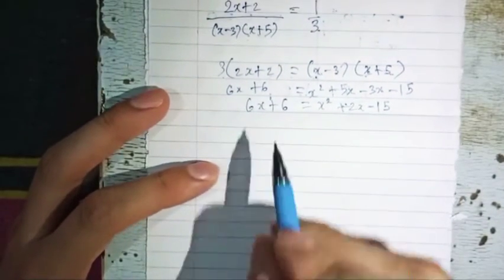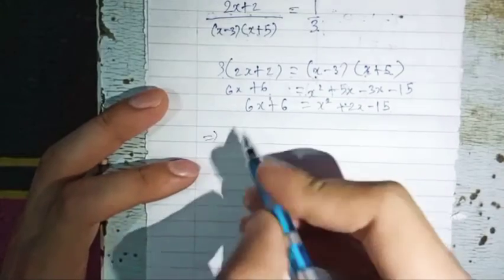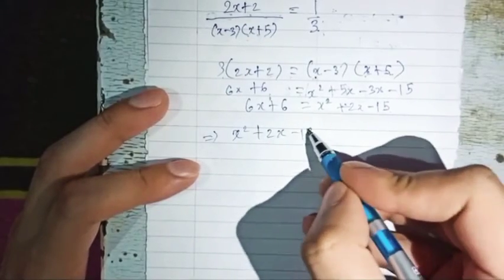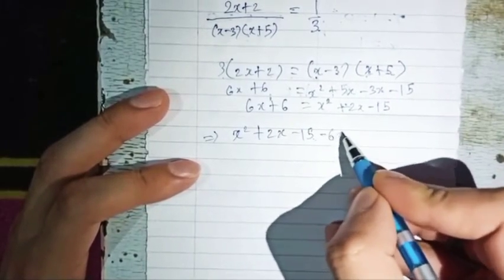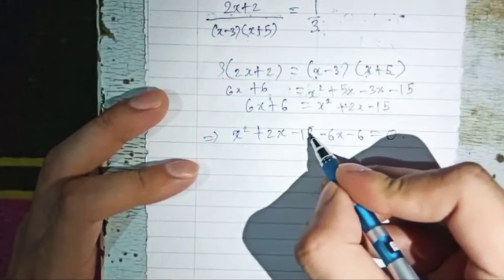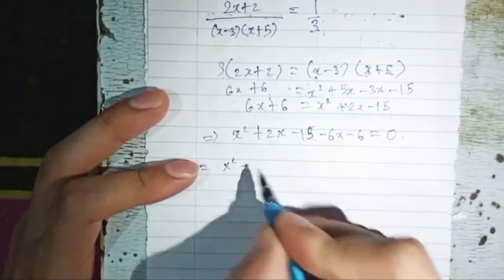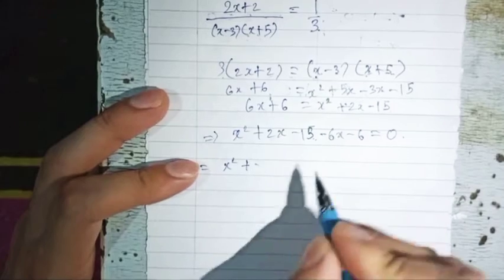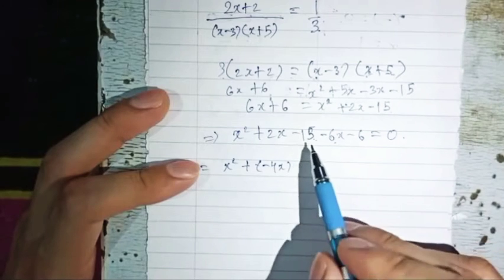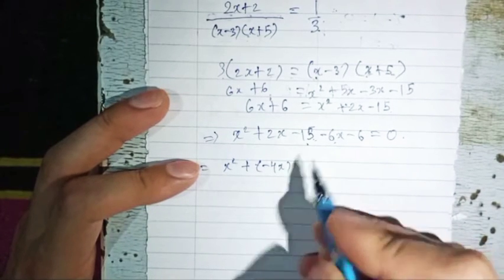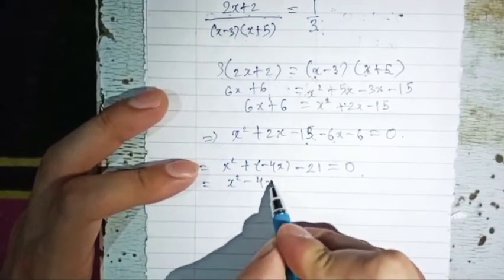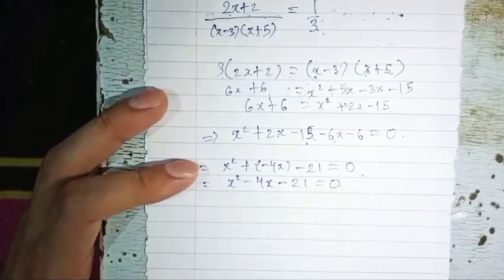Now this equation will become x square plus 2x minus 15, and bring this term into the left hand side, so minus 6x minus 6 is equal to 0. Now it will become x square plus 2x minus 6x, so it will become minus 4x, and minus 15 minus 6 becomes minus 21, equal to 0. That is the required equation. So x square minus 4x minus 21 is equal to 0.